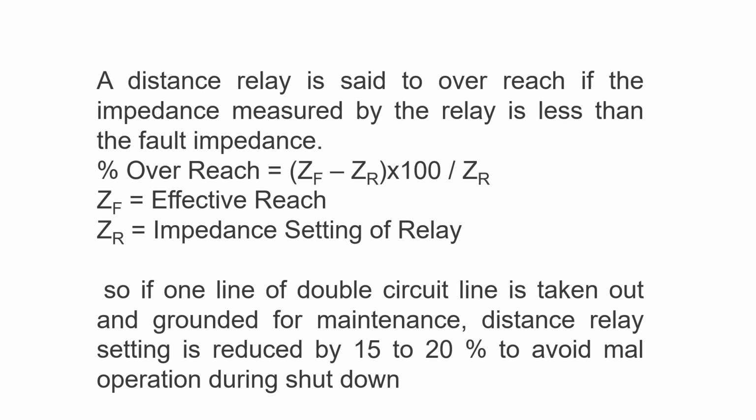So what is done? Whenever in a parallel line or double circuit line a shutdown is taken of one line, then the relay setting of the energized line should be reduced by a certain percentage. By 15-20%, the settings are reduced for only that period for which the other line is under shutdown. Some engineers or companies give a figure, like 20%, 25%, 15%, etc.